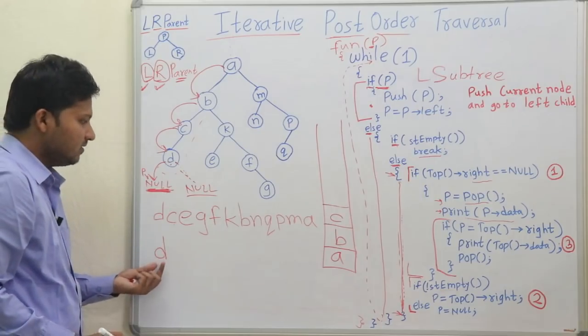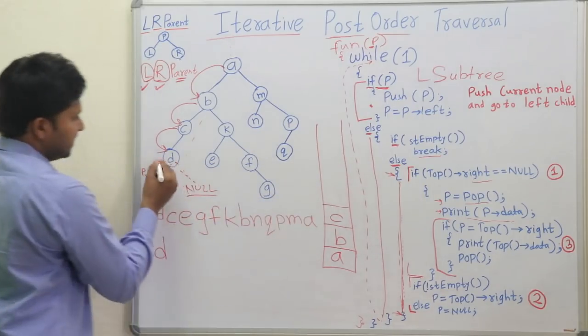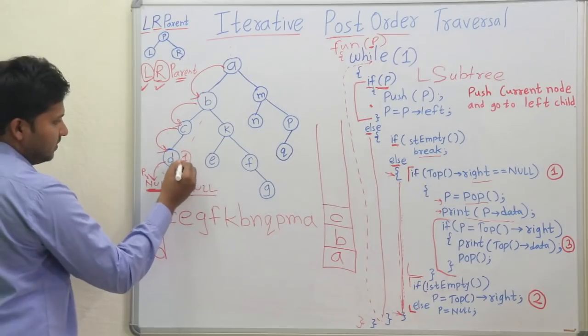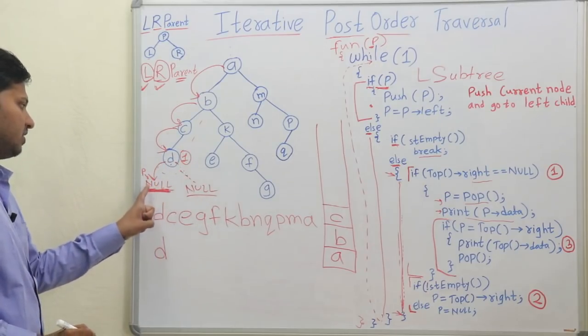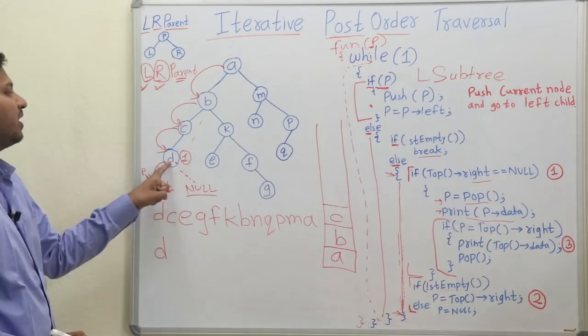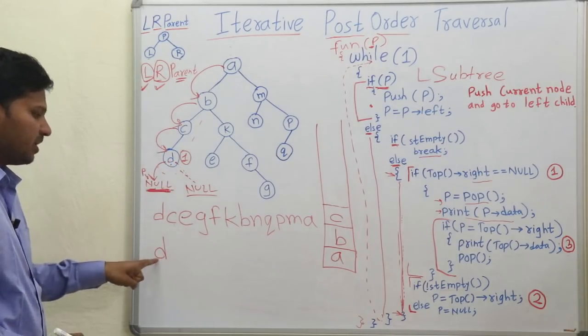Okay, so this is the case. So the first case is satisfied for node D. The left subtree is over, the right subtree is over, and at last the parent is processed, meaning that it is printed.